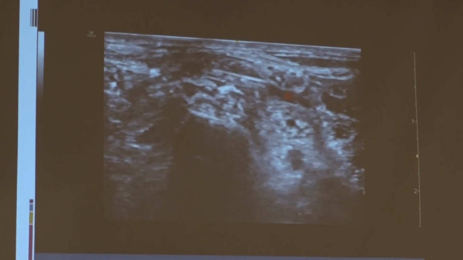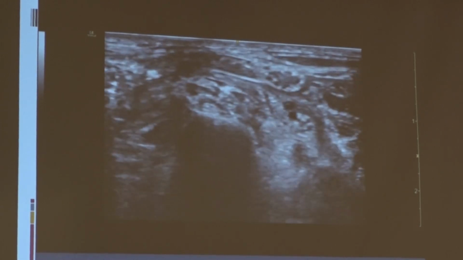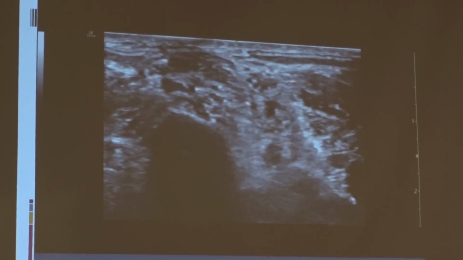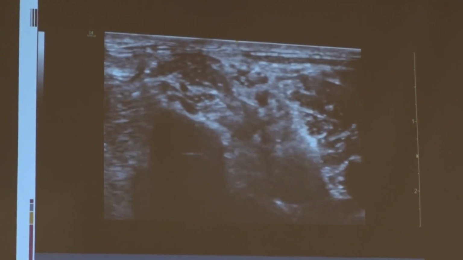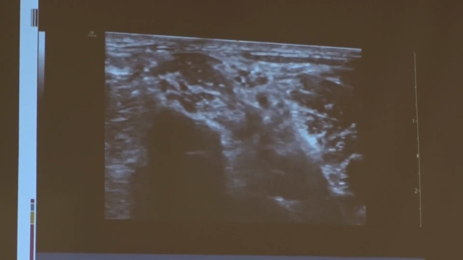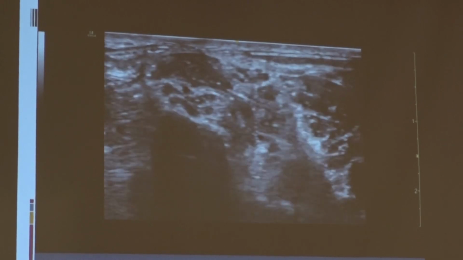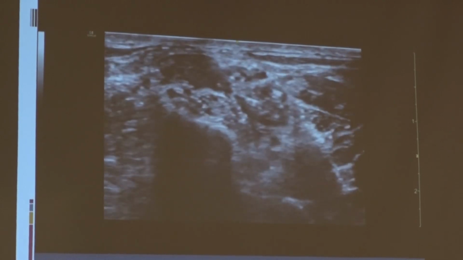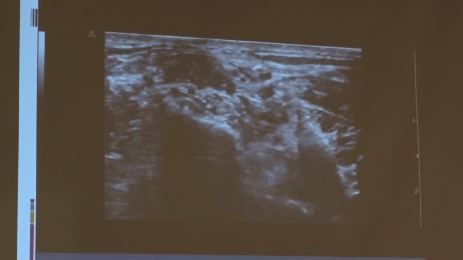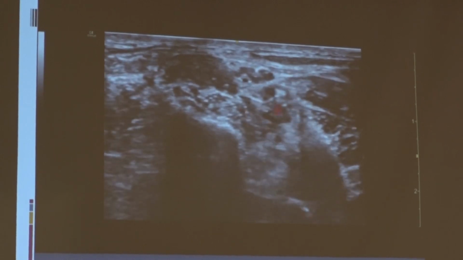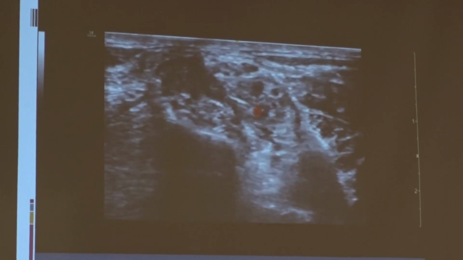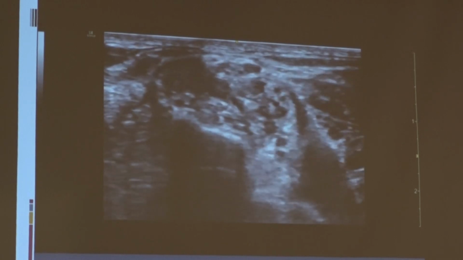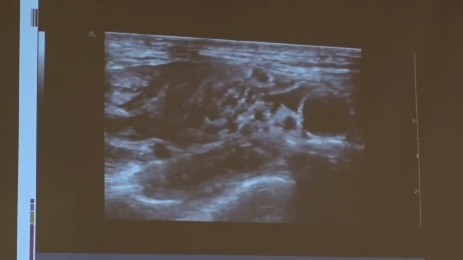After I injected the LA, I withdrew and redirected my needle to the middle trunk. Once again, I inject and a pop is felt. Then I inject about 8 mils of ropivacaine 0.5% here. I'm injecting the LA here. So as you can see, both the superior trunk and middle trunk are deposited with the local anesthetic.